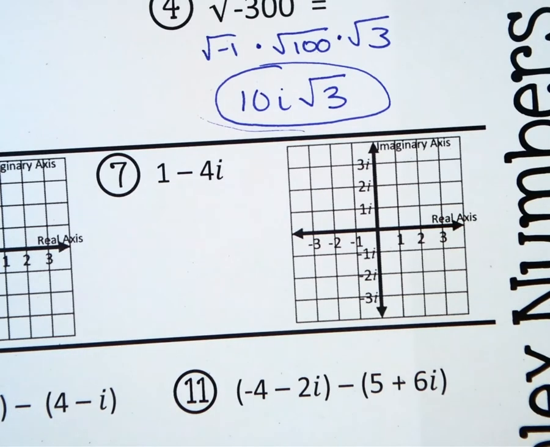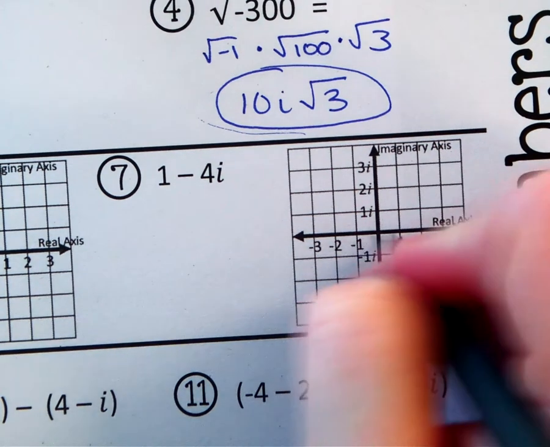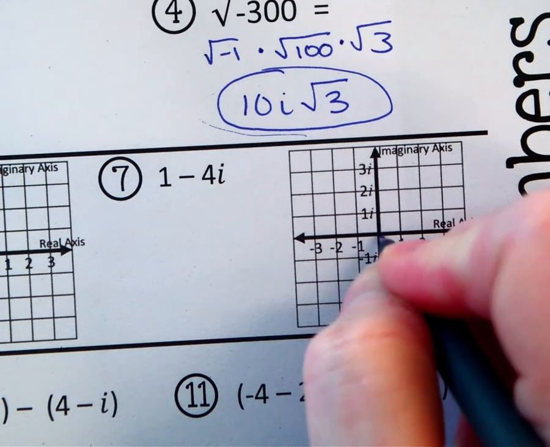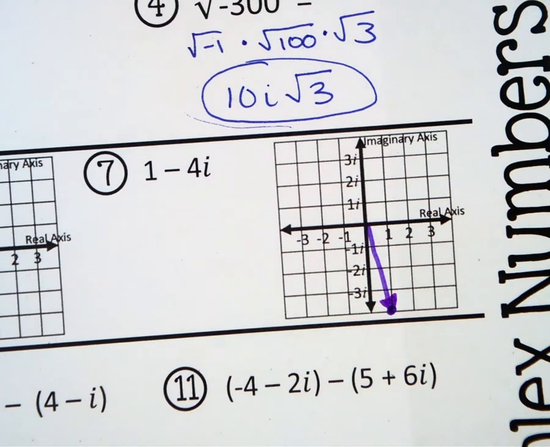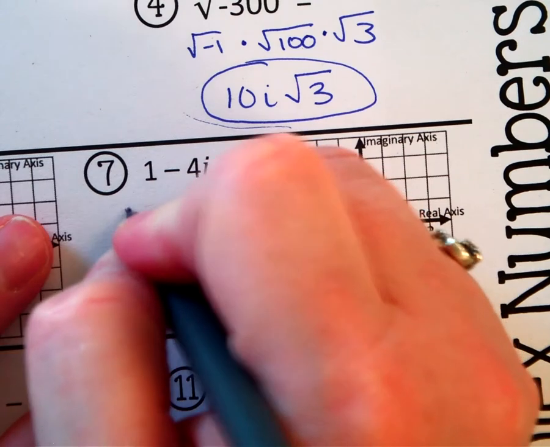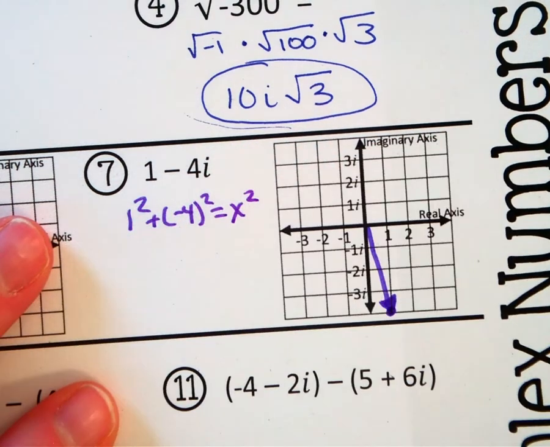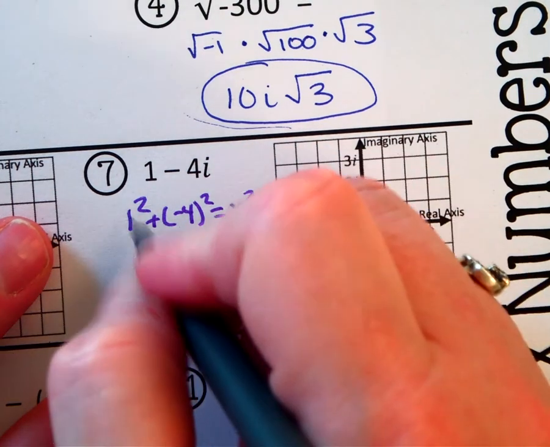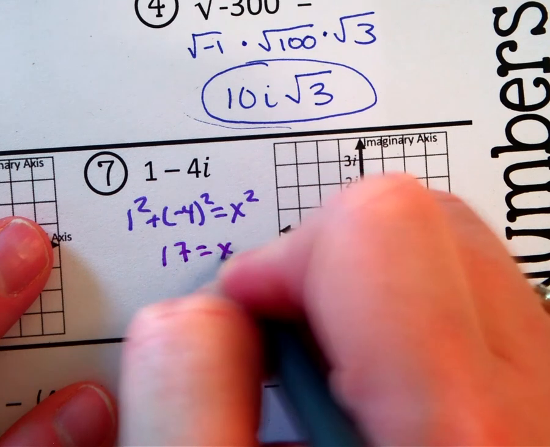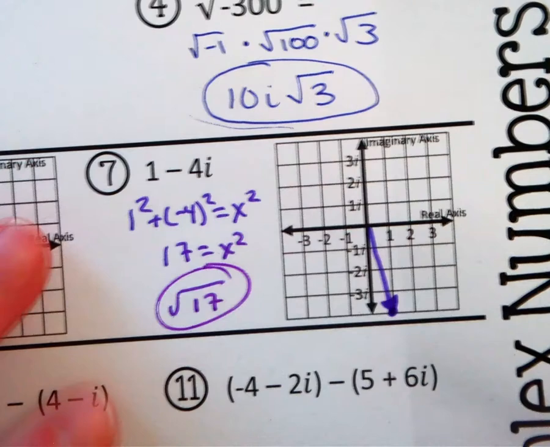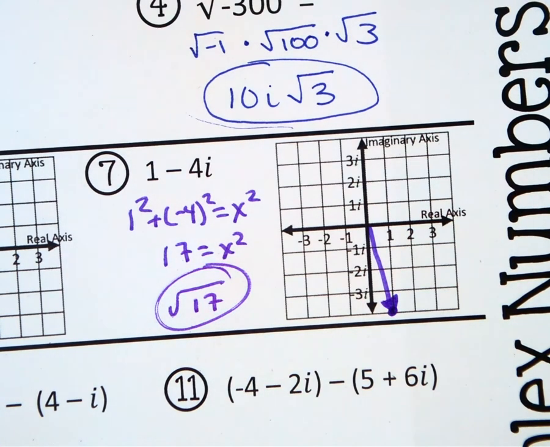All right, one more. Go with purple. So 1, negative 4i, that means I'm going to go to the right one, down 4. And there is my ray. I'm going to find the magnitude of the ray, also known as the distance of the ray. So 1 squared plus negative 4 squared equals x squared. So that's going to be 1 plus 16, so that's going to give me 17, square root it. My magnitude is the square root of 17.